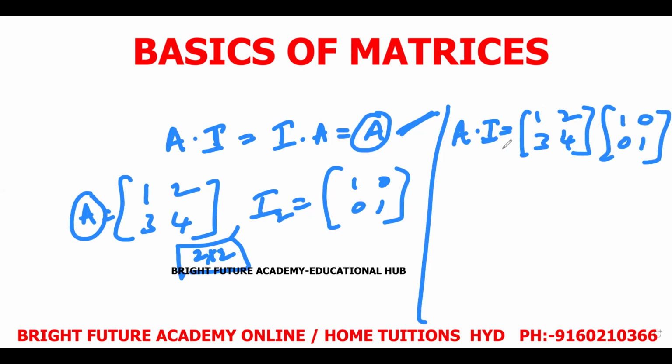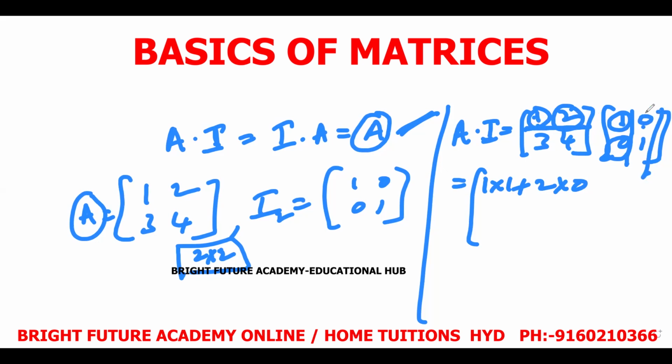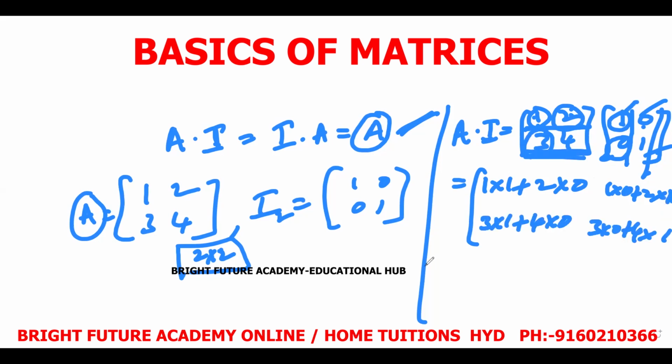Now observe the procedure of multiplication. First row, first column: 1 into 1 plus 2 into 0. Then come to the first row, second column: 1 into 0 plus 2 into 1. After completion of two columns, come to the second row, first column. Now you have to do the simplification part. Now 1 plus 0 means 1 only. Correct? Now the same way, this is 3.